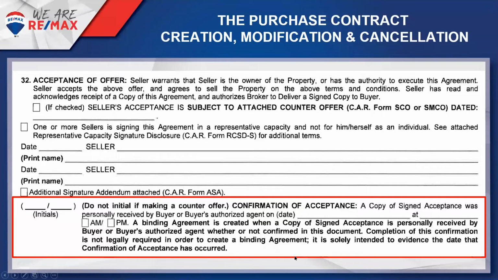if the buyer is being given a copy of the acceptance, then the confirmation of acceptance would be signed by the buyer's agent. Now, if you're making a counter offer, this should not be signed. Do not initial if you're making a counteroffer. A binding agreement is created when a copy of signed acceptance is personally received by the buyer or buyer's authorized agent. And whether or not it's confirmed by this document, completion of this document is not required to create a binding agreement. It just memorializes personal receipt.